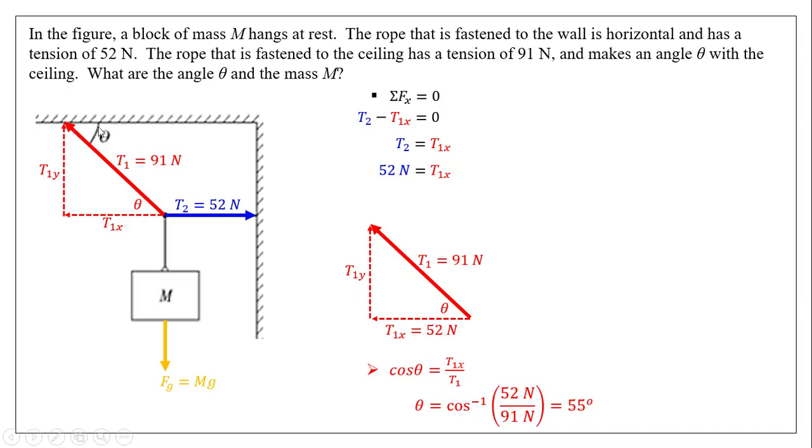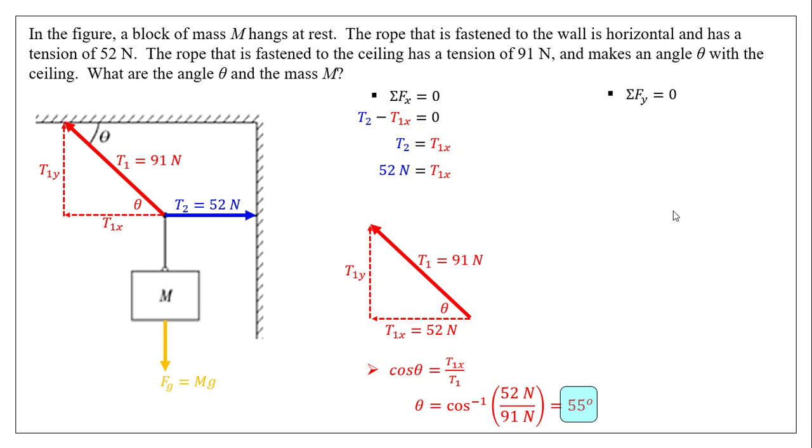If you want to be proper, you can say that this theta here is 55 degrees south of the positive x-axis, referencing the ceiling, of course. Other than that, if it doesn't matter, 55 degrees is your theta. That's the first part of the question. And then the second part is what is the mass of the hanging mass?